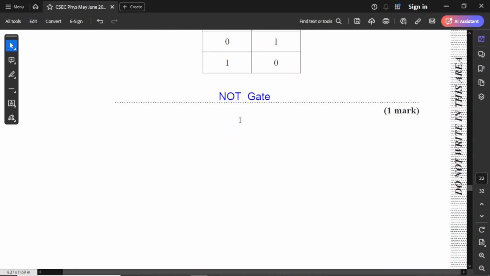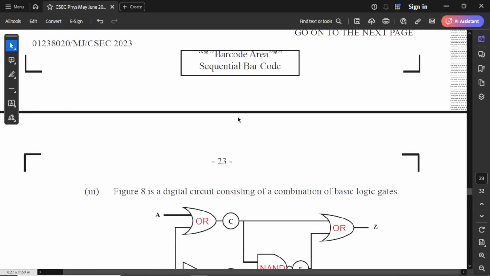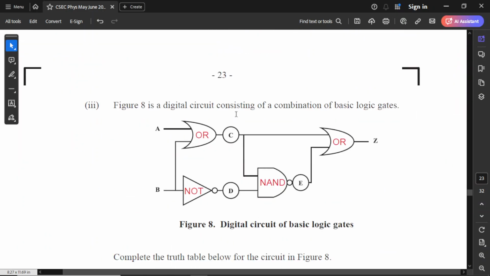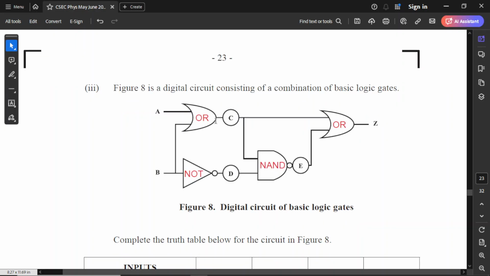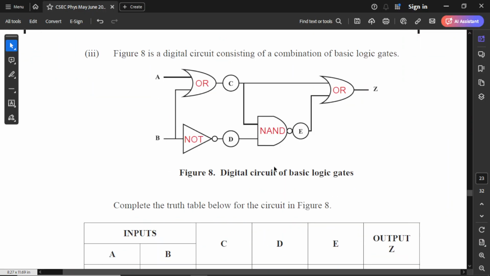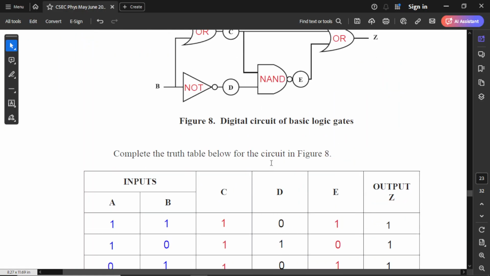All right. And so the next part of the question now is that Figure 8 is a digital circuit consisting of a combination of basic logic gates. And I labeled them for you so it'd be easier for you to understand. So we have 2 OR gates, a NOT gate, and a NAND gate. So now you're going to see the application of this. Complete the truth table below for the circuit in Figure 8.